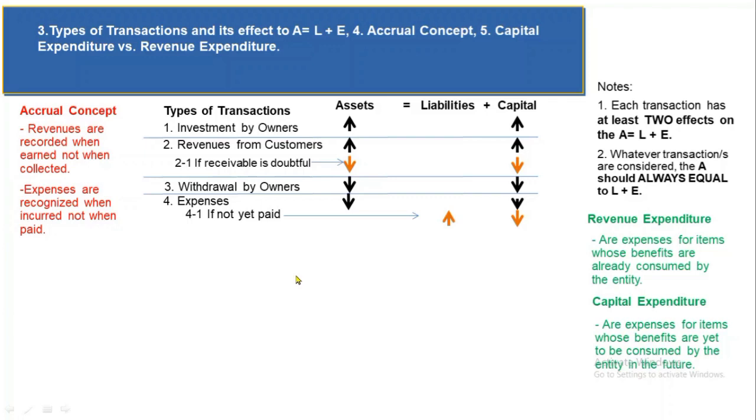Next is we have advance collections from customers. So if we have this, then logically of course, our assets will increase, specifically the cash. But we are not still going to increase the equity account because they are not yet considered as revenues, because we have not yet delivered services or products to the customers. Let's go back to the accrual concept. It said that revenues are recognized or recorded when earned and not when collected.